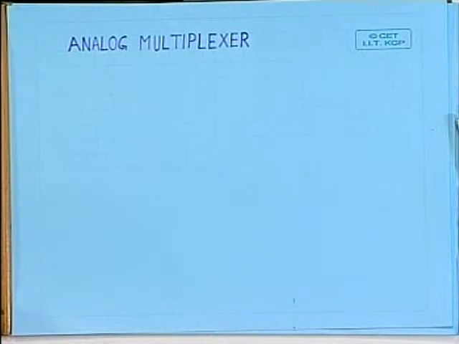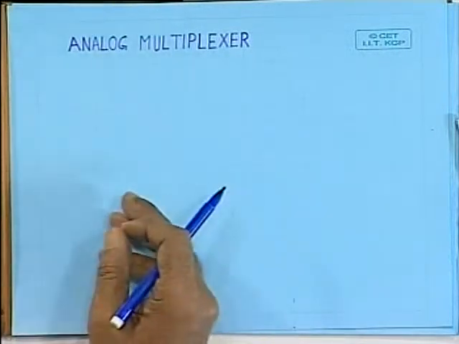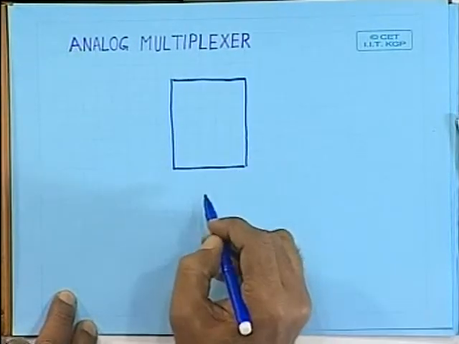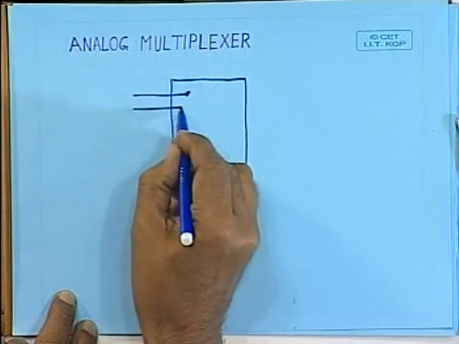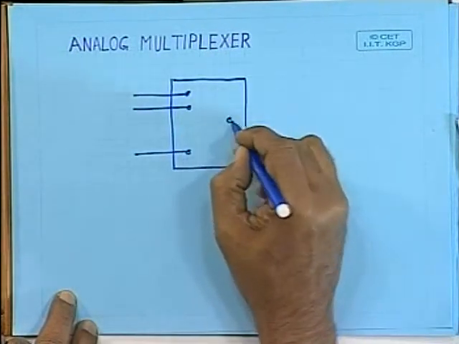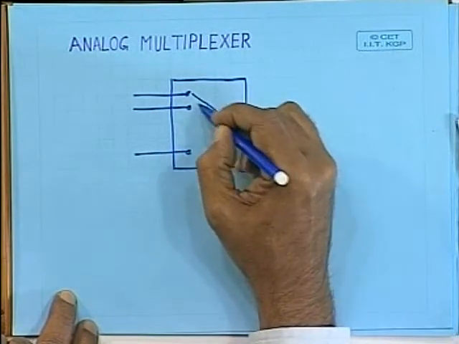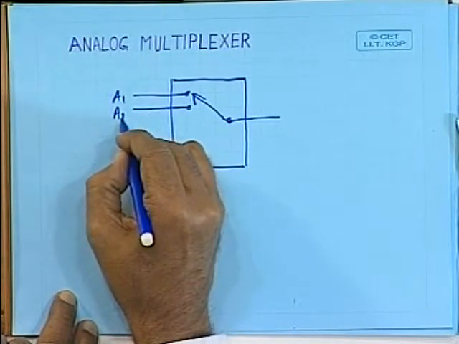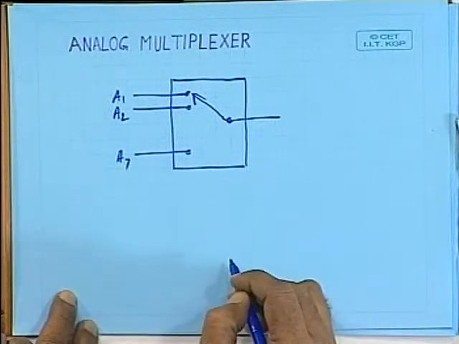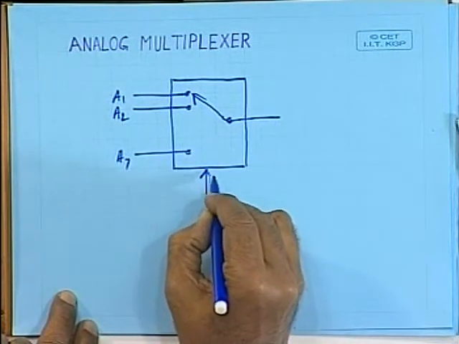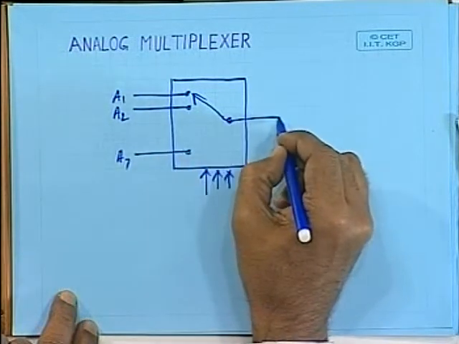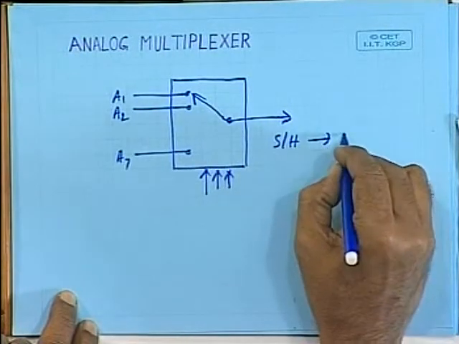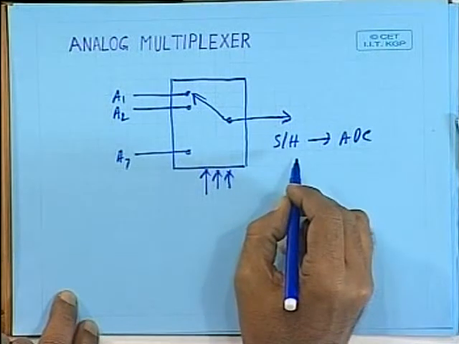Analog multiplexer works in this manner. You have one analog multiplexer which has a number of inputs, say 8, and there is an analog switch. So it can select one of the inputs at a time. Let's assume this is channel 1, this is channel 2, and this is channel, say, 7. And you can apply some input here to select one of the inputs at a time, and this can go to sample and hold, and then the output of the sample and hold can go to the ADC. This is how it works.